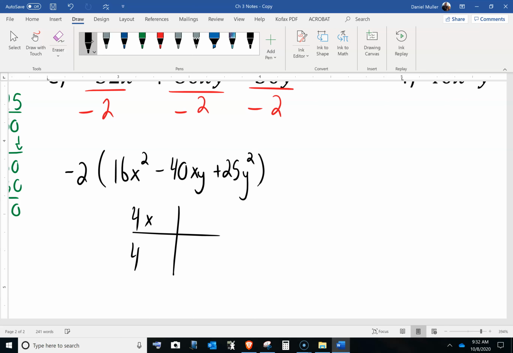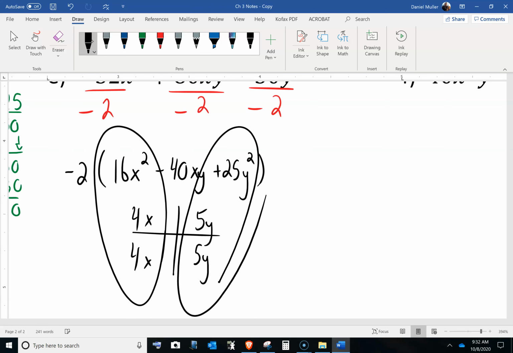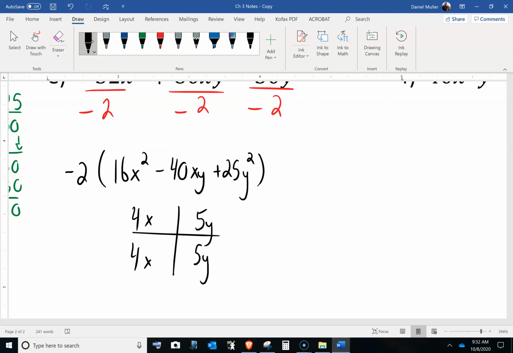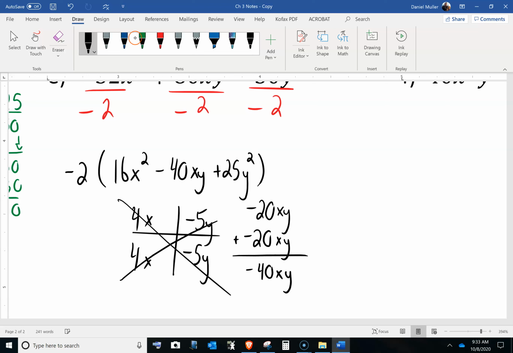4, 4. I need an x and an x. That way I get my 16x squared. And then 5y and 5y, which would get me 25y squared. Now my diagonals are going to be, if I look at just the numbers here, a 20, and 4 times 5 is another 20. 20 plus 20 is 40, but I need -40. So I can change both of the symbols. So this diagonal here would be a negative 20xy, and 4 times negative 5 is another negative 20xy. If I add those together, that's of course negative 40xy.